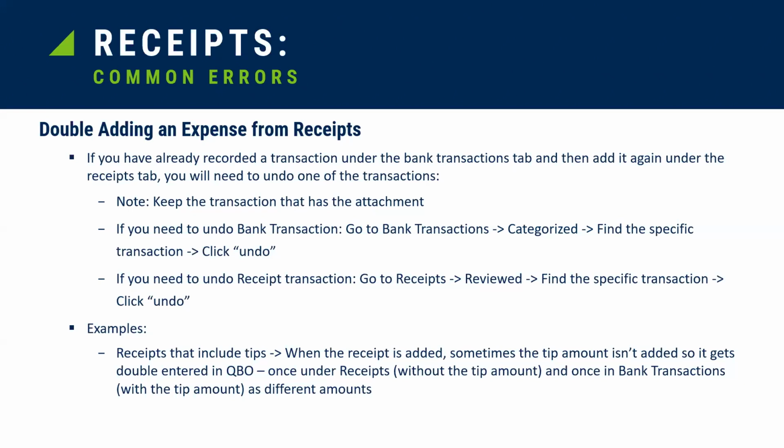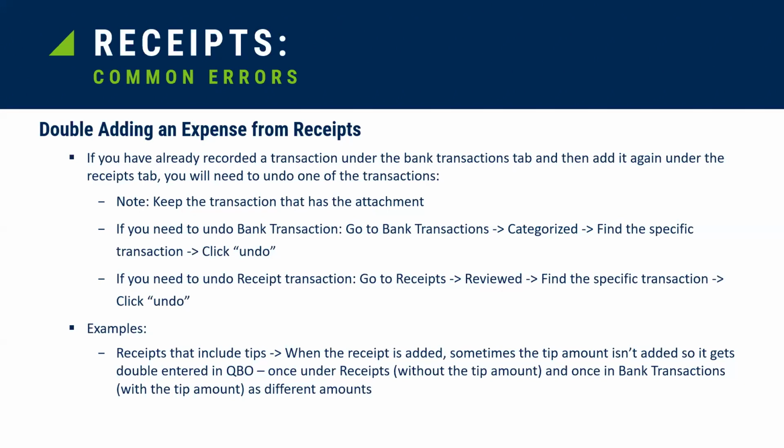This happens too with the receipts. Let's say you go to a restaurant, you add a tip to your receipt. When you scan that receipt in, the tip may not always show up right away on your credit card posting transaction. So sometimes they will get entered twice, even though they have an attachment to it, because of the tip.